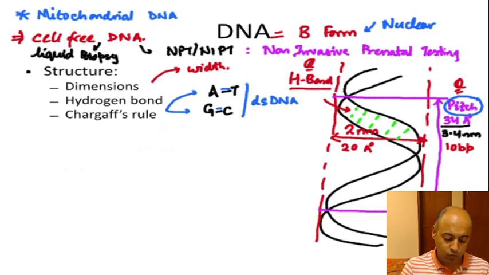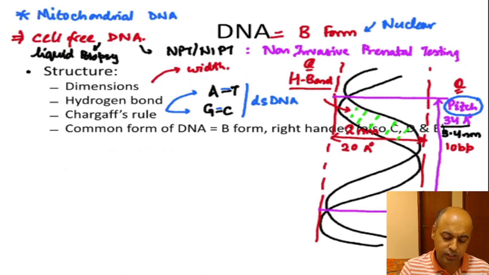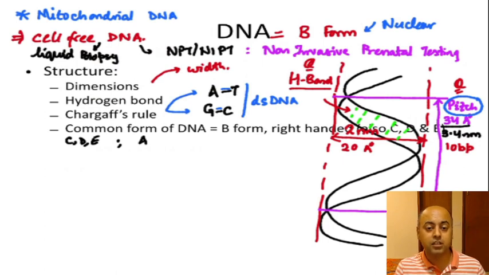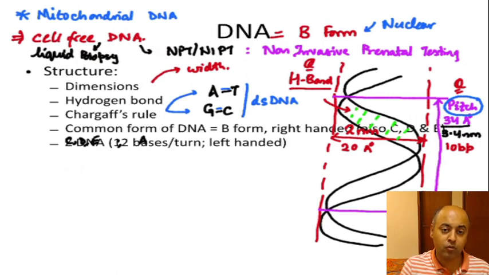Okay, what else? We already said the common form of DNA is the B form of DNA. In addition to this, we have the C, D, E, and the A form of DNA.